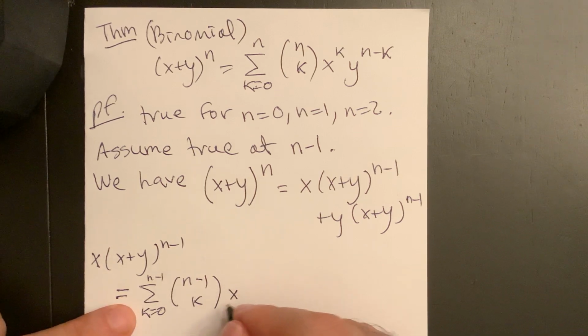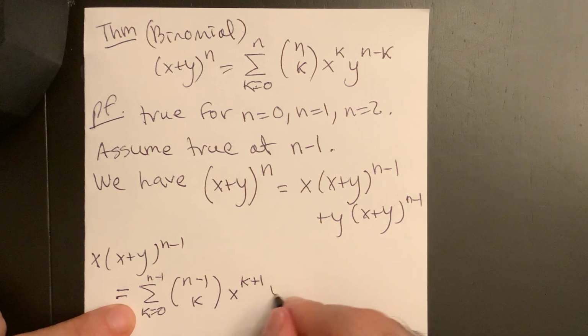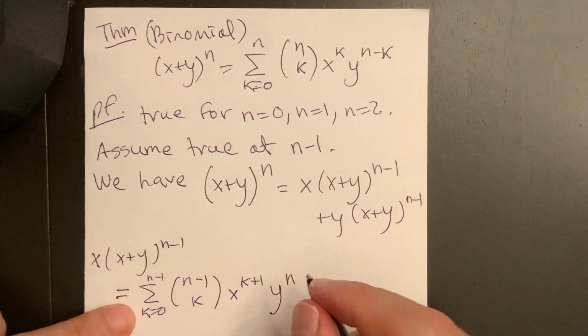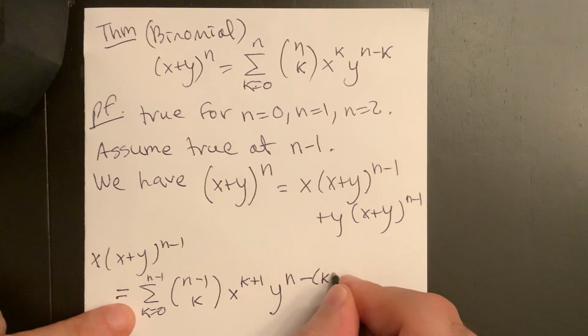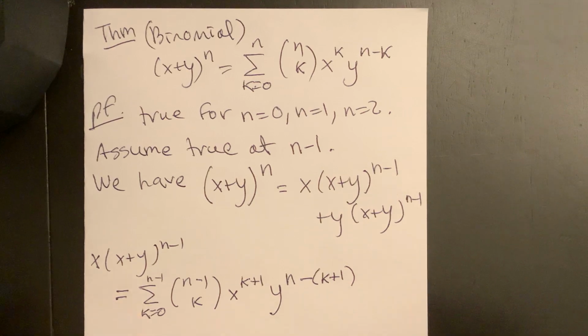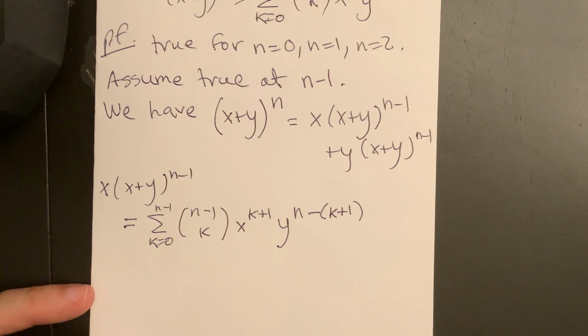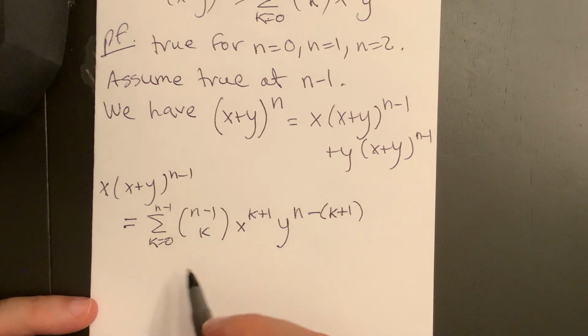So I didn't write it there on purpose. I'm trying to bring it in here. So I have x to the k plus 1, and I have y to the n minus 1 minus k, and I will bring those together and write that y to the n minus k plus 1. Okay? So that is just using the fact that we assume it's true at n minus 1, and I multiply that term by x.